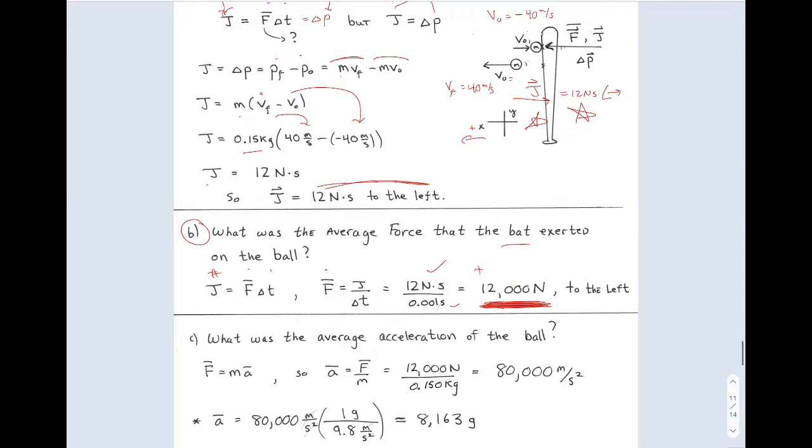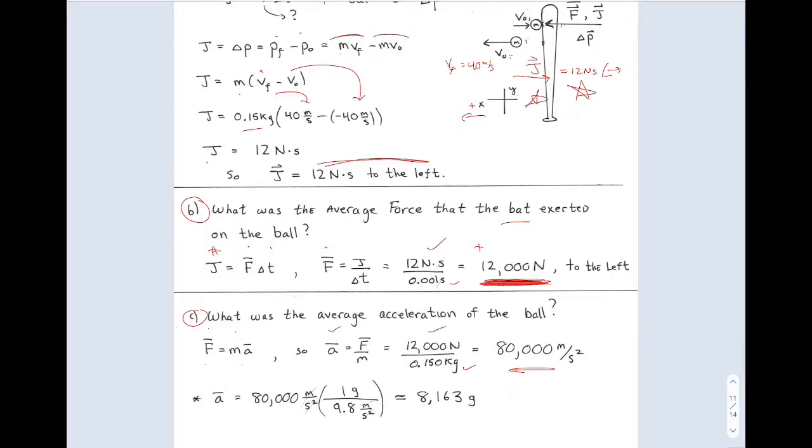Now part C, what's the average acceleration of the ball? Well, I go back to the earlier chapter, F equals ma, so the average force is equal to m times the average acceleration. Solve this for a. I know my average force, I know the mass of the ball, and I get a big number. Does that number make any sense? What I did is take that number, 80,000 meters per second squared, and said, in 1 g, I have 9.8 meters per second squared. So the acceleration of the ball is about 8,000 Gs.